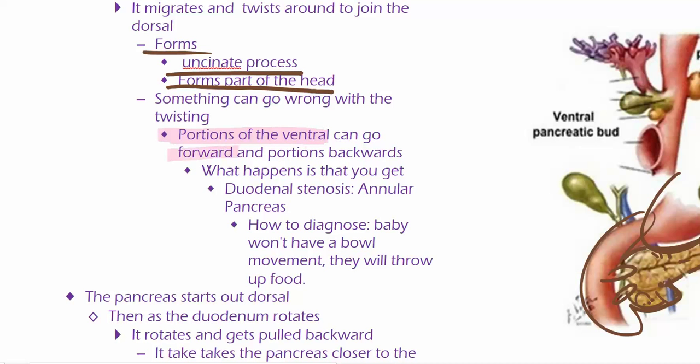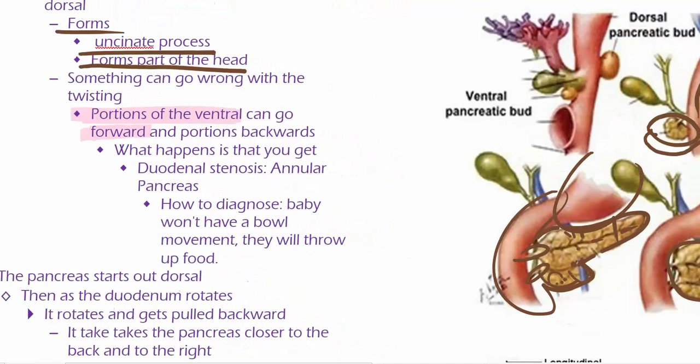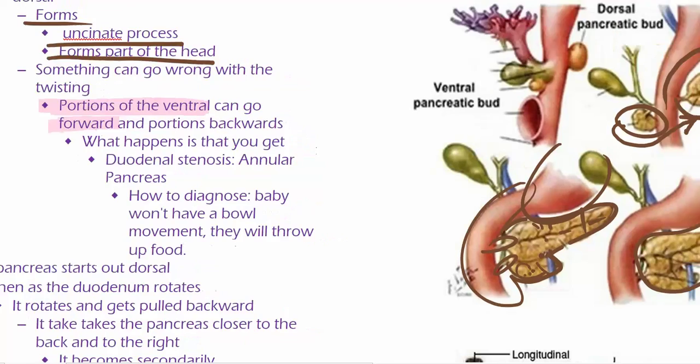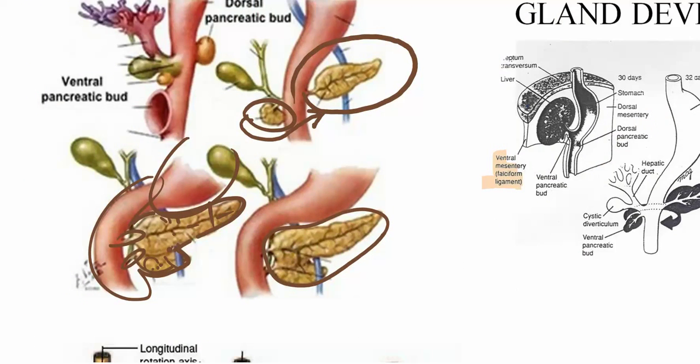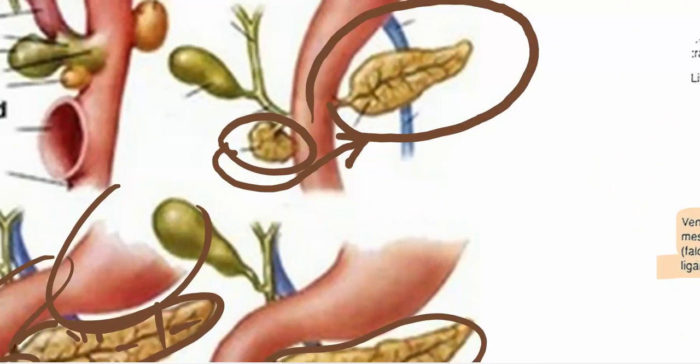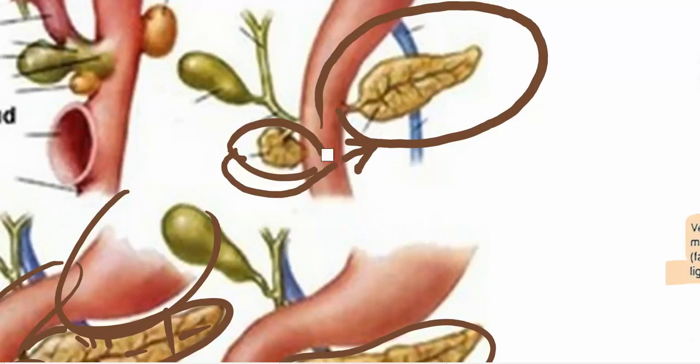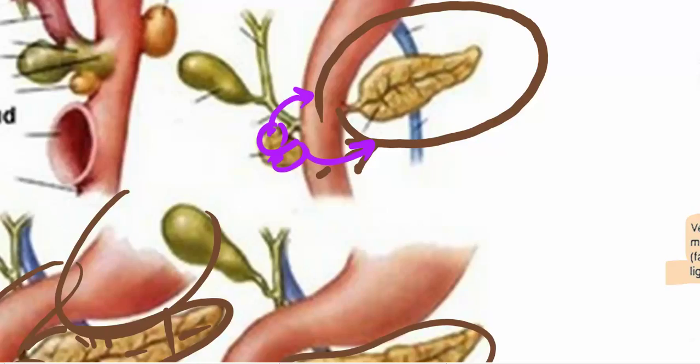One part can be going forward. Let me see here. Okay, so let's just say we're looking at this guy here. This is our ventral pancreatic bud. So one part, let's just say this part, can be going this way, and then this part here can be going that way. Because one is going one way and the other one is going the other way, they're going to actually close off the duodenum.